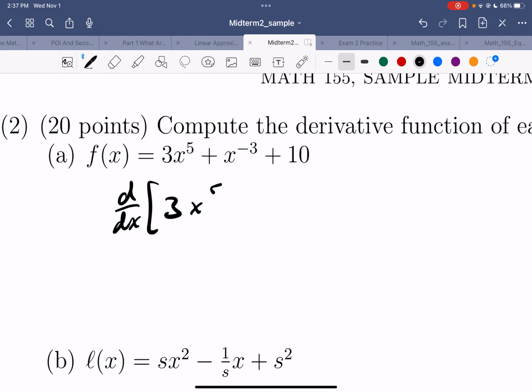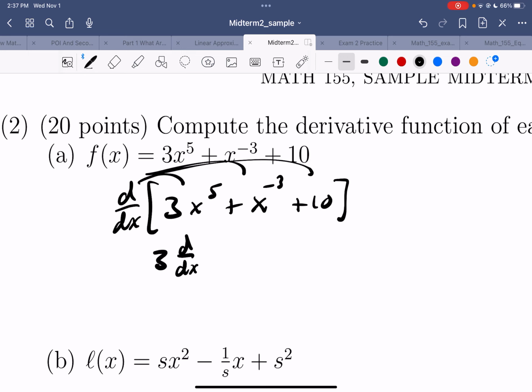This is way more than you would be expected to do, but I want you all to understand where this all comes from. Okay, derivatives distribute over sums. And in fact, numbers like 3, for example, you can sort of just worry about at the end. So I need the derivative of x to the 5th plus the derivative of x to the -3 plus the derivative of 10. And so we do the power rule here.